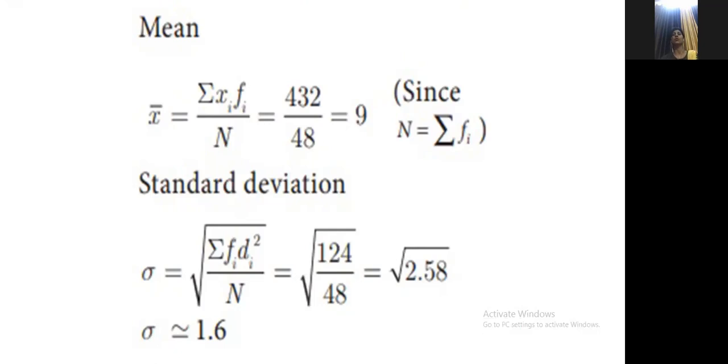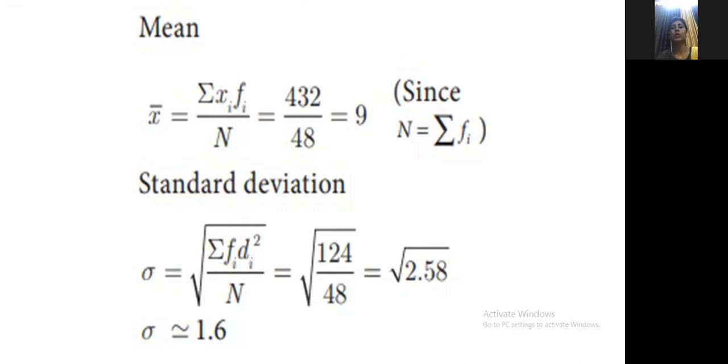So here, the first thing which we have found is the mean. And as we understood in the first unit how to calculate the mean for grouped data, here we have used the formula, that is summation xi fi over n.